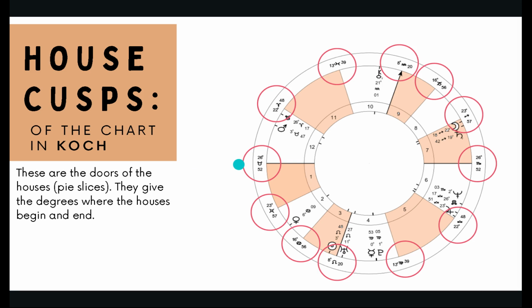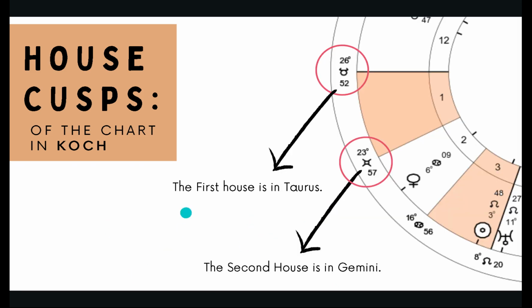Like you heard me say, the house cusp, that's what those lines are. They're called house cusps, and they're just the way we split up the pie slice. So this is the first house cusp, the second house cusp, the third house, and so on. And here's a closer view. We can see there's our first house, and we see the line.